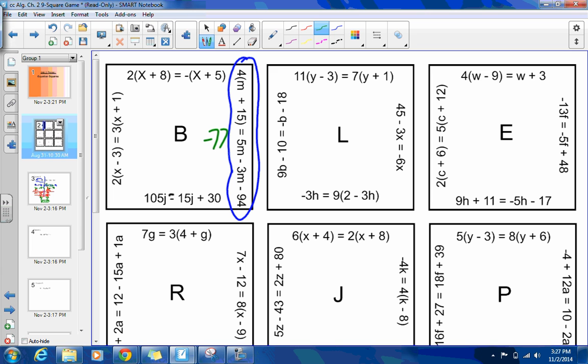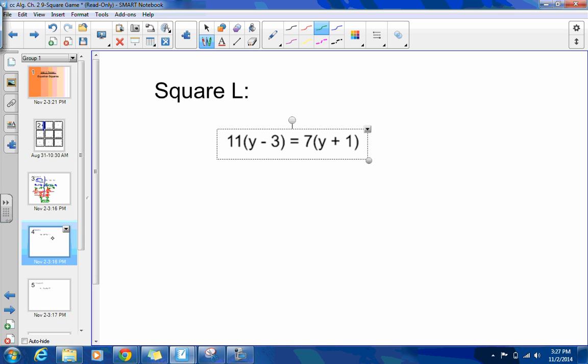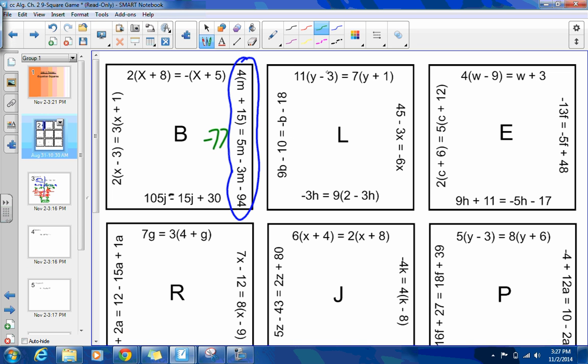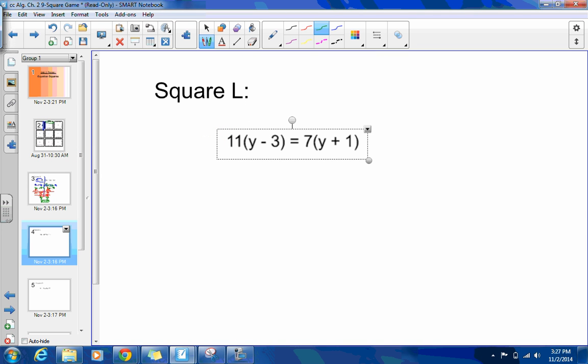All righty, so that's one from square B. Let's check out one from square L. I believe we're going to do the top one here. Let me check to make sure. Yep, so we're going to do this top one, which is 11 times y minus 3 equals 7 times y plus 1. All right, so going back to our steps.